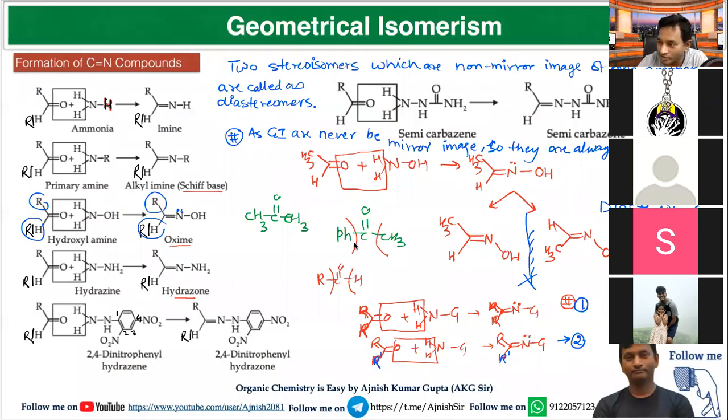Is the number of oxime formed 1 or 2? The number of oxime formed will be 1 or 2. Can you solve such a question? Yes, sir. Now, a question arises.